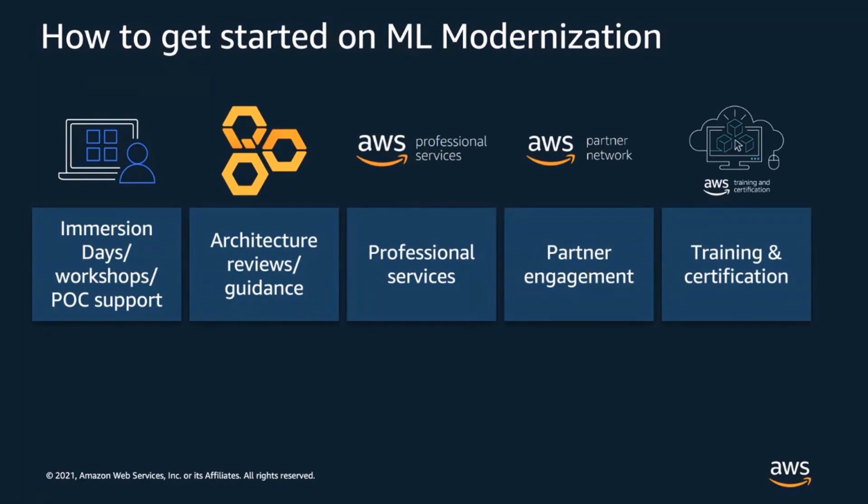Now, how can you get started on your journey to modernize your machine learning environment? AWS provides immersion days, workshops, and POC support. We also provide architecture reviews and guidance. We have AWS Professional Services, and as I mentioned, we have a fantastic partner network through the AWS Partner Network, both GSIs, regional, and boutique partners, and we provide training and certifications. So please talk to your account managers about all of these things that are available to you.